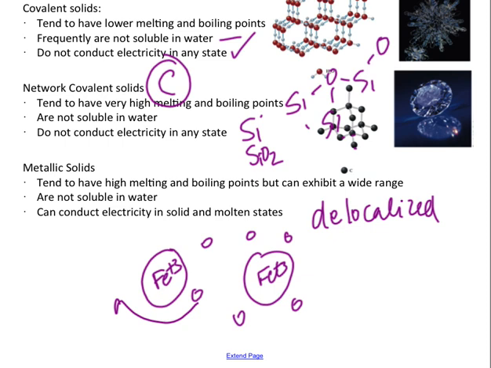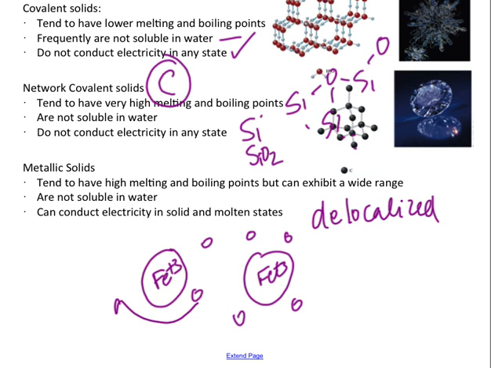What does it mean to be malleable? You can pound it into sheets. Ductile. What does it mean to be ductile? Pull into wires. And it's because of this sea of electrons that allows for that play and movement of the atoms.